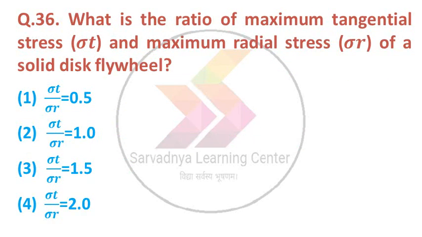Next question. What is the ratio of maximum tangential stress and maximum radial stress of a solid disc flywheel? Option 1, sigma t upon sigma r is equal to 0.5; second, sigma t upon sigma r is equal to 1; third, sigma t upon sigma r is equal to 1.5; 4, sigma t upon sigma r is equal to 2. The correct answer is option number 2, sigma t upon sigma r equal to 1. Next question.